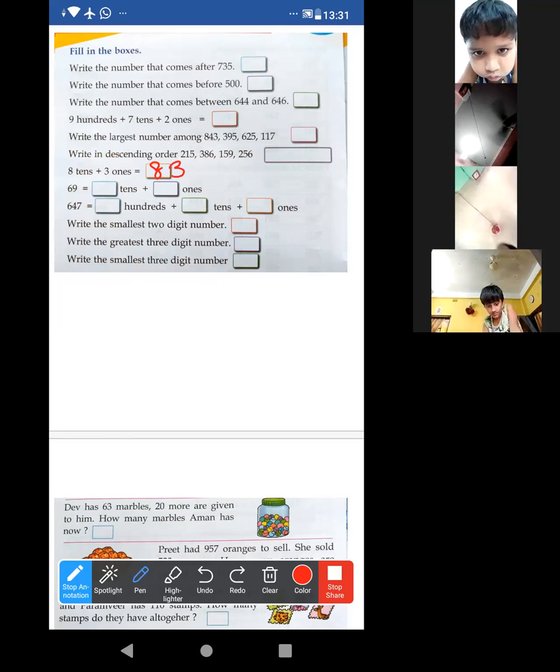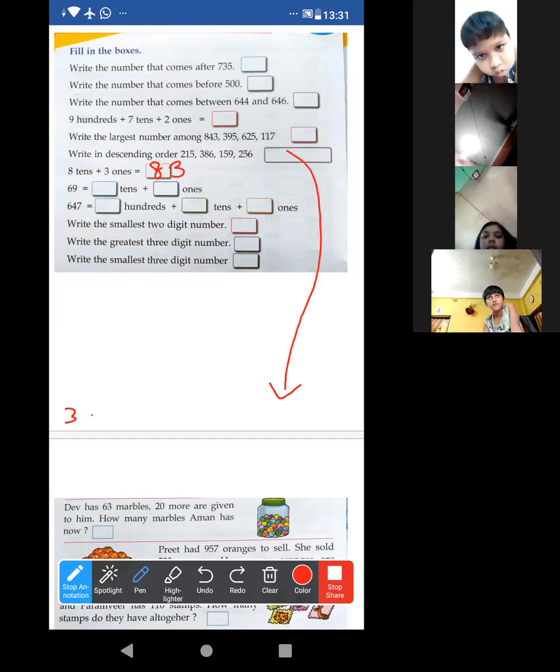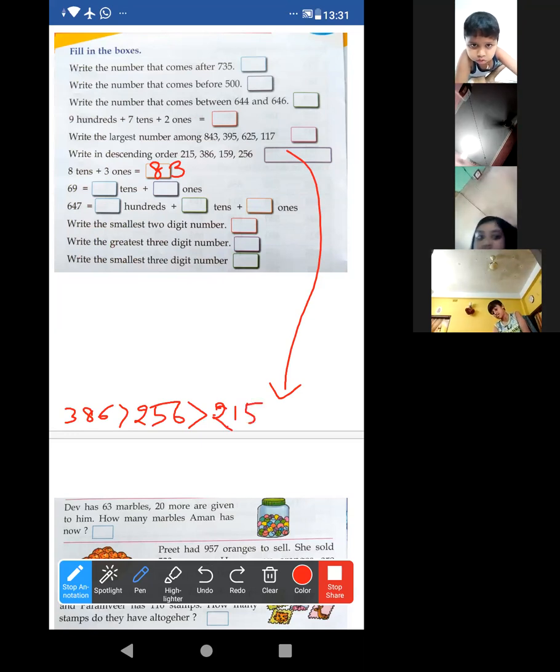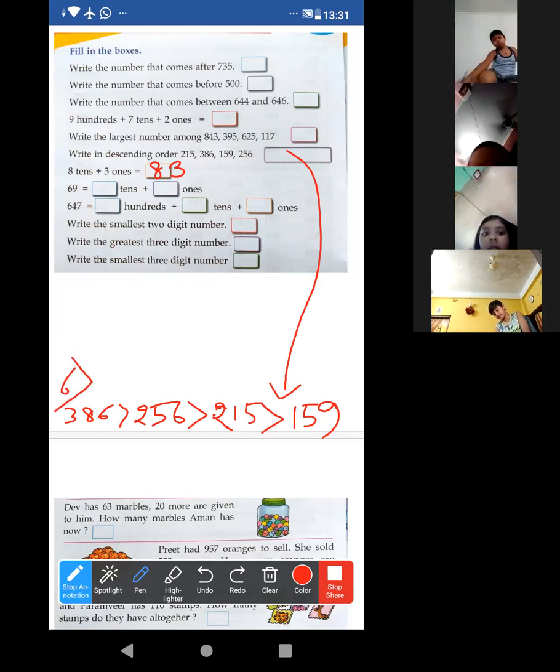Achha, this one again I'll write. Okay, done? This one is number 8. Okay, 1, 2, 3, 4, 5, 6. Achha, number 6 is this one. This one is number 7, 83.